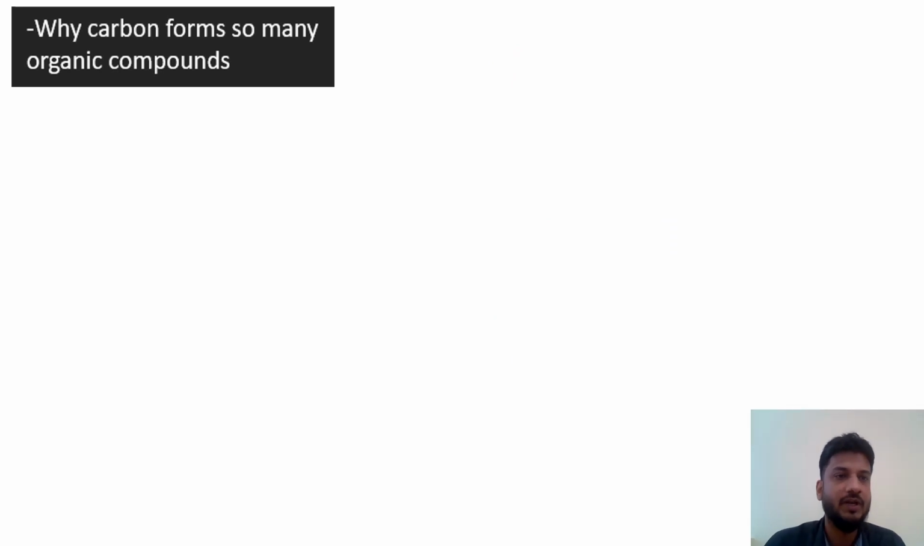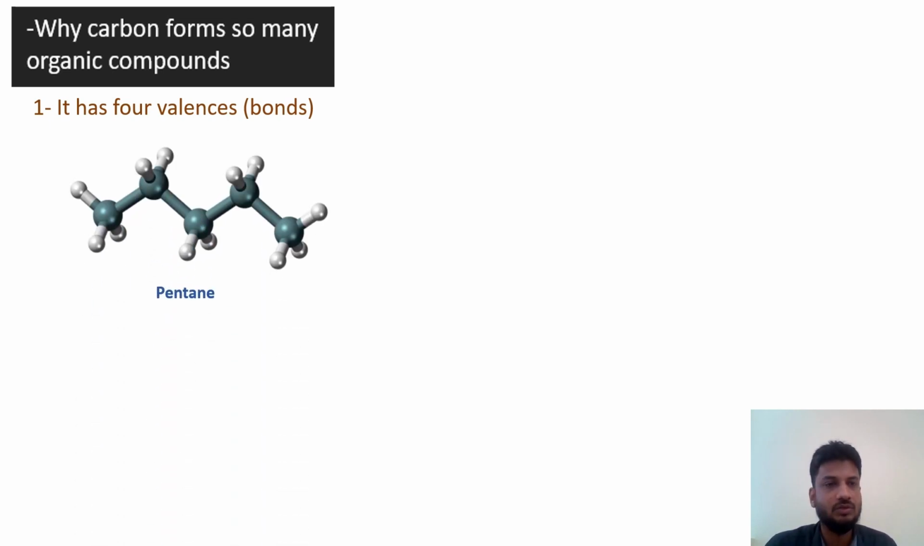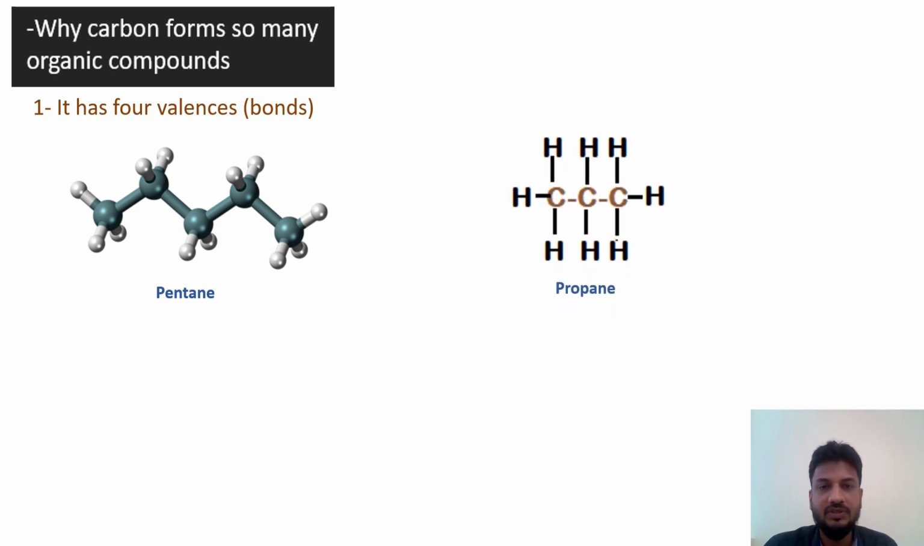All right, so the first one is why carbon forms so many organic compounds. There are four main reasons for this, guys. Number one, carbon has four valencies or bonds. If you see here, all the gray atoms in the center are carbon, and each carbon is bonded to four other sides: three sides with hydrogen, 1, 2, 3, and one side with the other carbon. And this gives us a 5-carbon simple compound called pentane.